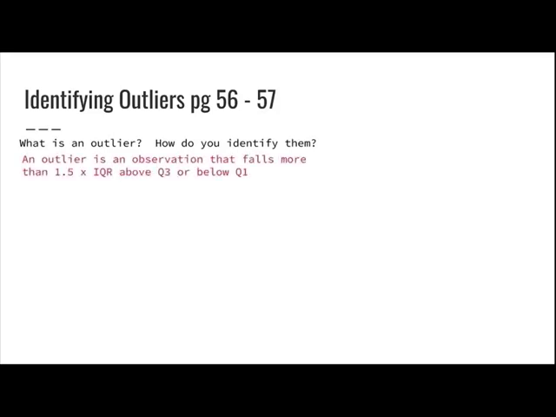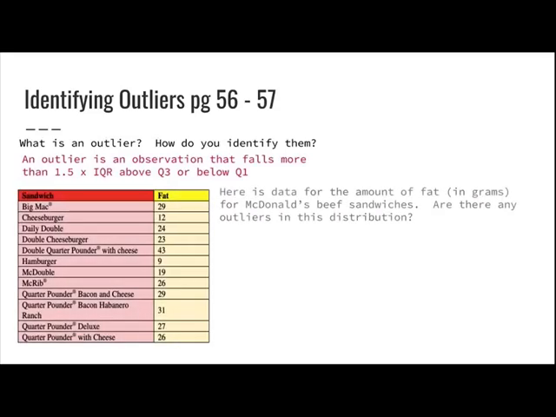What is an outlier and how do you identify them? An outlier is an observation that falls more than 1.5 times the IQR above quartile 3 or below quartile 1. Here is data for the amount of fat in grams for McDonald's beef sandwiches. Are there any outliers in this distribution? In order to do this, I'm going to have to find my median, quartile 1, quartile 3, and IQR.